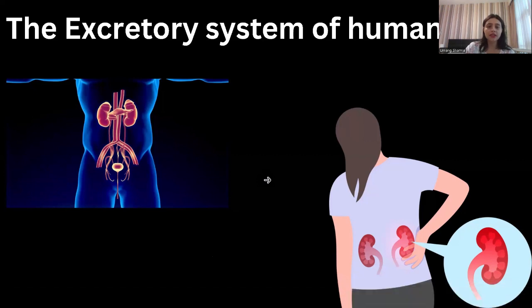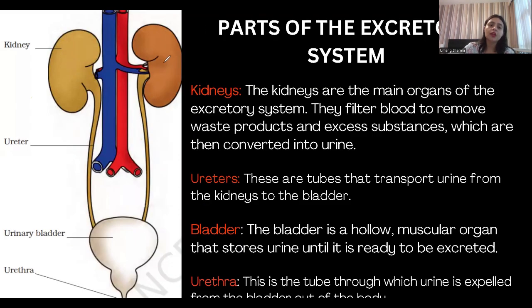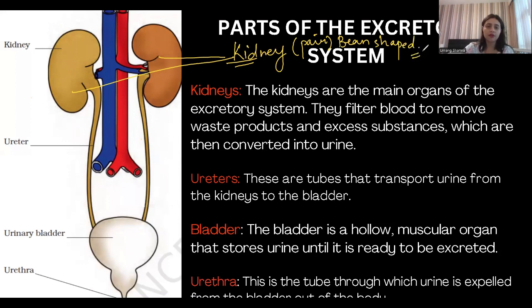As you can see on the screen, there is a human body in which the whole excretory system is depicted, and it signifies the location of the kidney. The kidney is present at the back of our body near the abdomen. It is always present in a pair. Students, these two parts are the kidneys. As we have studied, they come as a pair, and they are bean shaped.